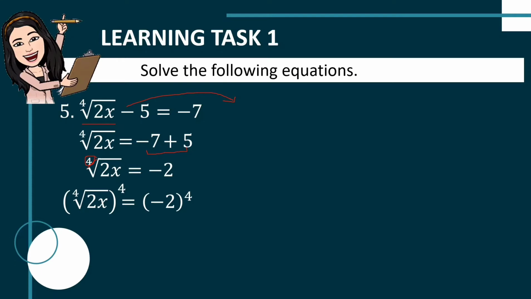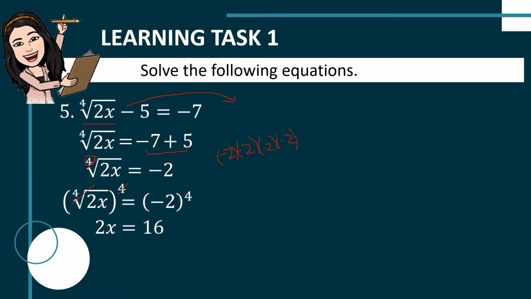Okay? Now, what is the fourth power of the fourth root of 2x? So, that would become 2x. Okay? How about negative 2 raised to the power of 4? So, ibig sabihin dyan, that is equal to negative 2 multiplied by negative 2. How many times? Okay, good. That is 4. Negative 2 times negative 2, we have positive 4. So, another 4. 4 times 4 is equal to 16. Positive or negative? Okay, we have positive 16. Maliwanag? So, that would become negative 2 times negative 2 times negative 2 times negative 2. That is equal to 16.